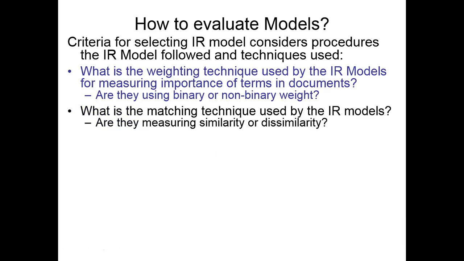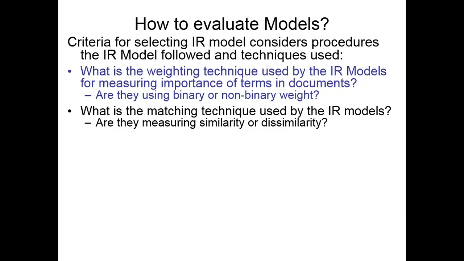The other thing is what matching technique to use to see the similarity between document and query. Whenever users are providing a query, we have to see the similarity of that query with the document to identify relevant documents. Again, for that, what kind of similarity or dissimilarity measure can we go for? Is it better to go for similarity or dissimilarity? Our major aim is identifying similar documents with the query, not dissimilar documents.